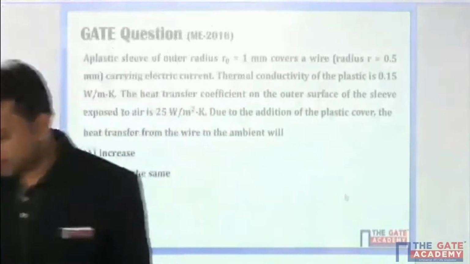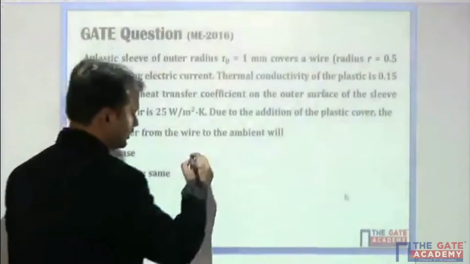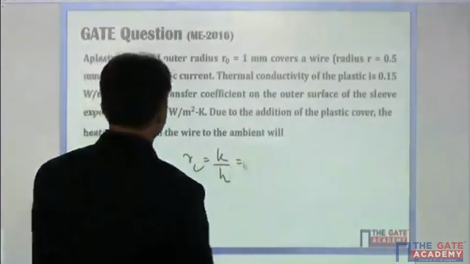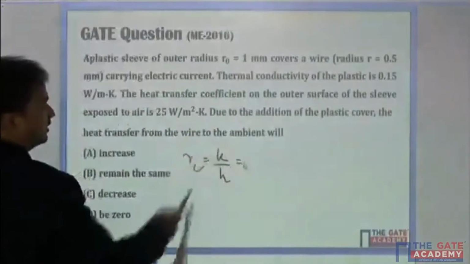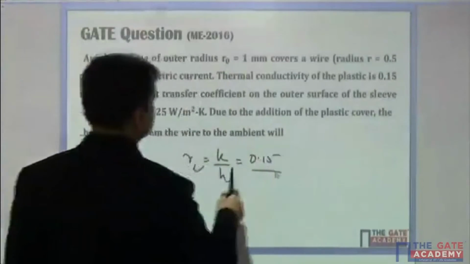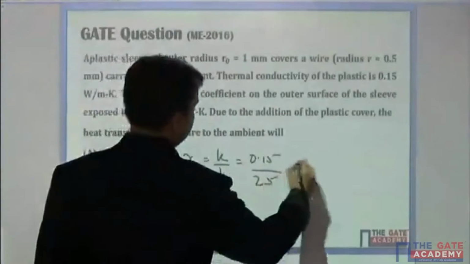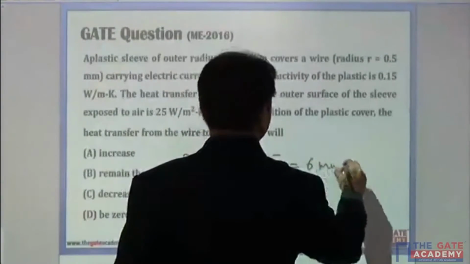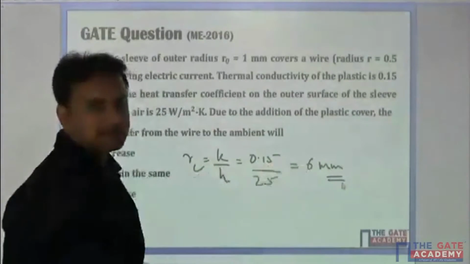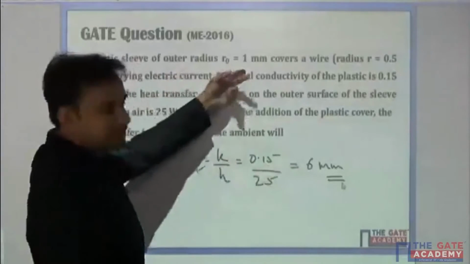Now, here we have to determine the critical radius of the insulation, and it is given by k by h. Here k is the thermal conductivity, which is 0.15, and the convective heat transfer coefficient h is 25. Simply, it is 6 mm. So as you can see, the critical radius of the insulation is 6 mm, but the outer radius of the plastic sleeve is just 1 mm.